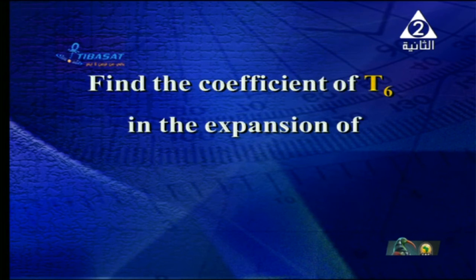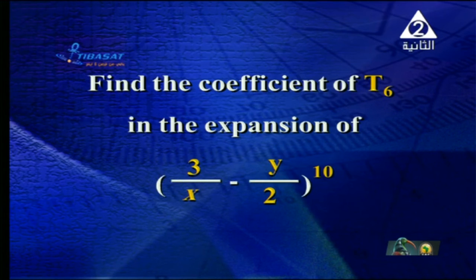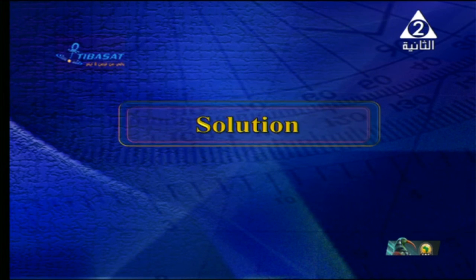Find the coefficient of T6 in the expansion of (3/x − y/2) to the power 10. We have a bracket containing 3 over x minus y over 2, all to the power 10. What is required, my dear student? Find the coefficient of T6. Solution.